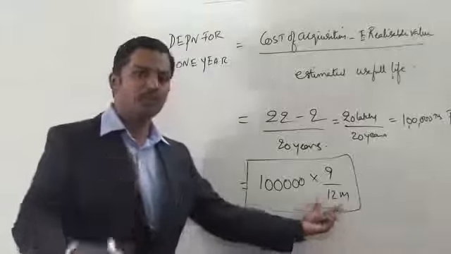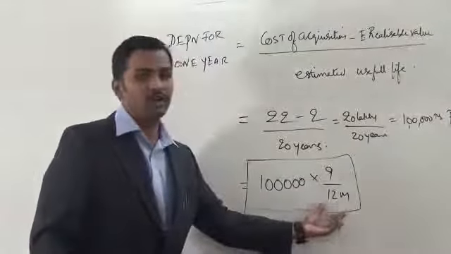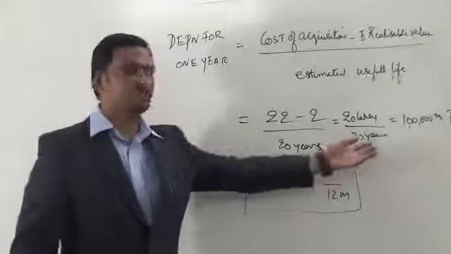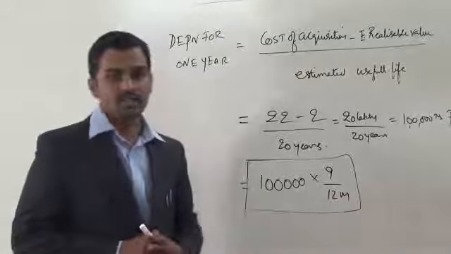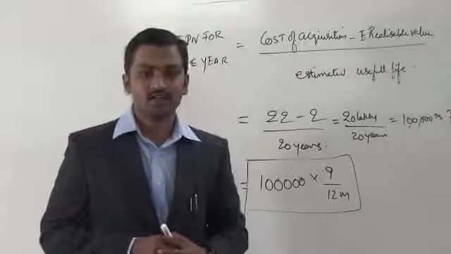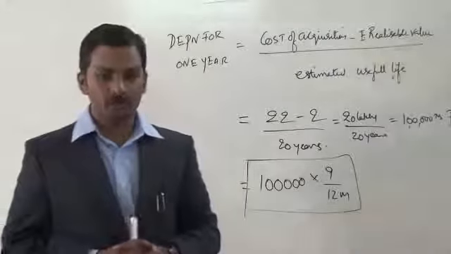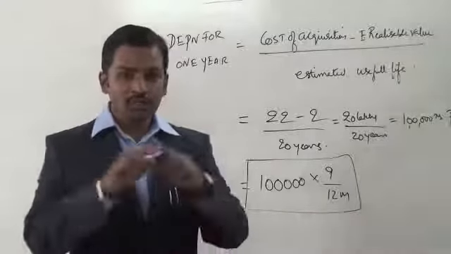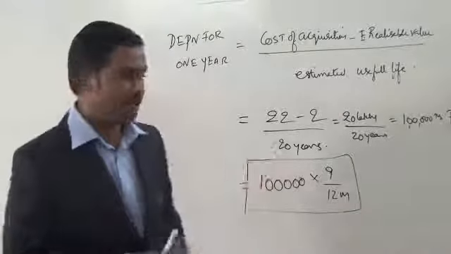Okay. Now, if you have used the machinery for full 1 year, then no problem. It will be 12 by 12. You need not do this calculation. You can simply take 1 lakh rupees. So I hope you have a reasonable understanding of the straight line method of depreciation. Now what I will do is, I will do one problem and I am going to show the accounting part of depreciation also. Okay, just continue with me.